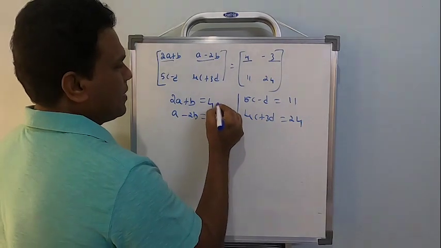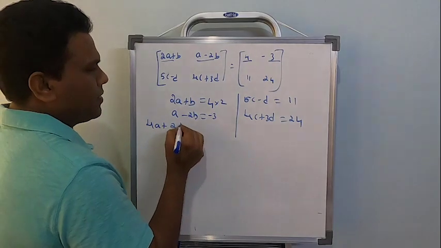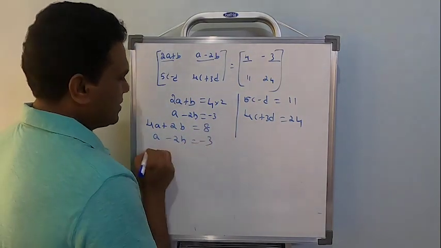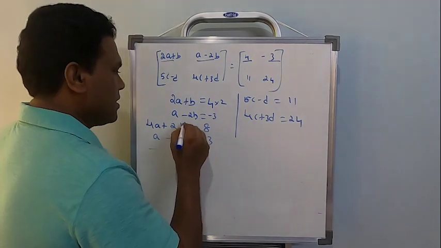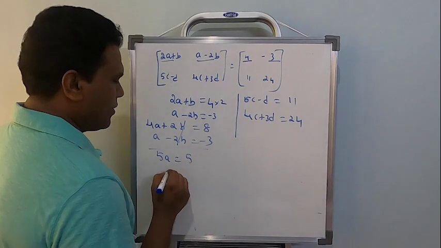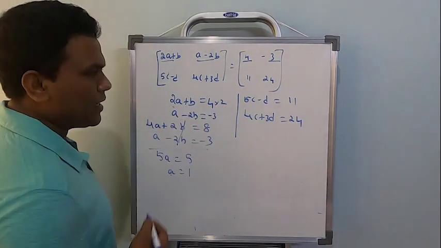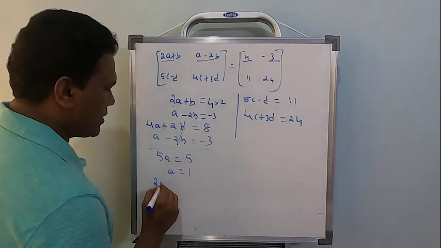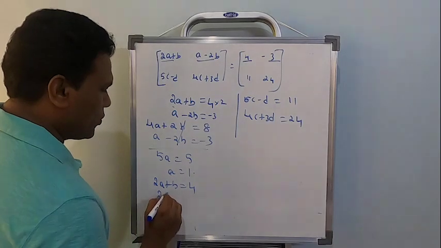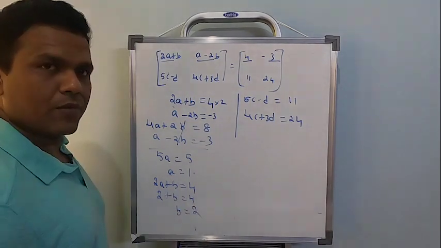So let me multiply 2 for this. So it's going to be 4A plus 2B equal to 8, and A minus 2B equal to minus 3. It's just solving a system of linear equations. Add it, B gets cancelled. 5A is equal to 5, or A is equal to 1. Once you get the A value, substitute in any of them and find the value of B. So I'll substitute in the first one. 2A plus B equal to 4. Value of A is 1. So 2 plus B equal to 4, or B equal to 2. We got A and B.